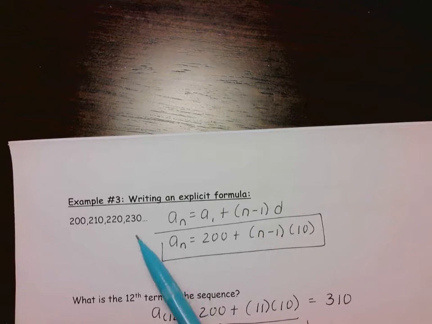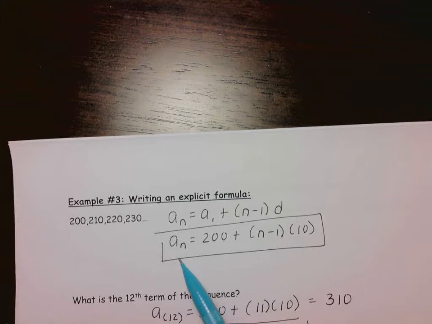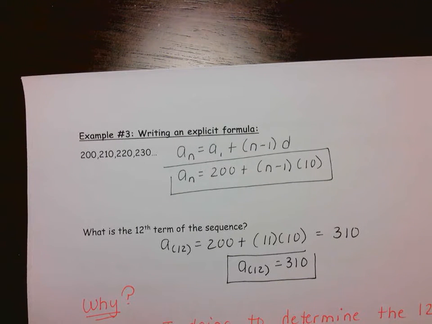So how would I write an explicit formula from this sequence? Well, first of all, my first term is 200 and my common difference is 10. So I'm going to say the value of any desired term equals the value of my first term, which is 200, plus the term number right before my desired term number times my common difference, which is 10. So how would we determine the value of the 12th term? A of 12 equals 310, or in other words, the value of the 12th term equals 310.